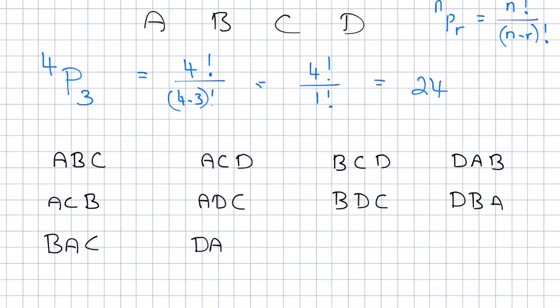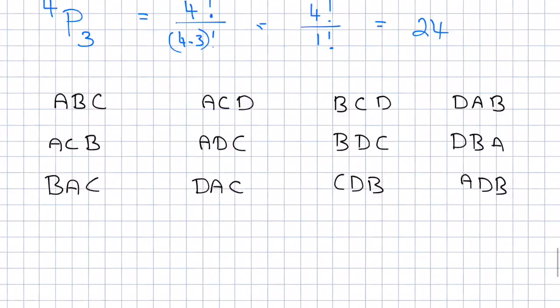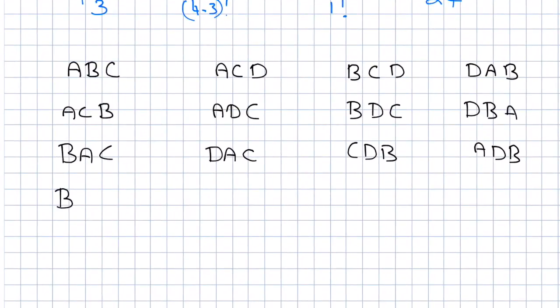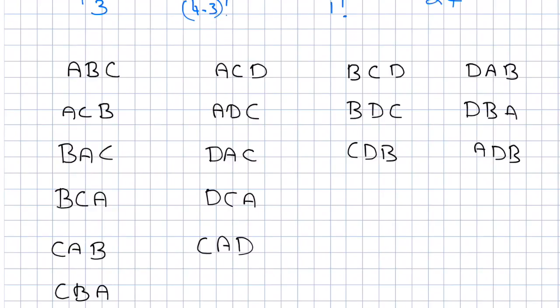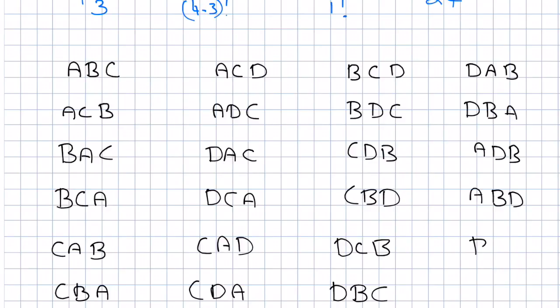So DAC, CDB, ADB. So we're trying to write out all 24 of these permutations: BCA, CAB, CBA. Then we're going to have DCA, CAD, and CDA. We're going to have CBD, DCB, and DBC. And then the last three are going to be ABD, BAD, and BDA. So there are 24 permutations.